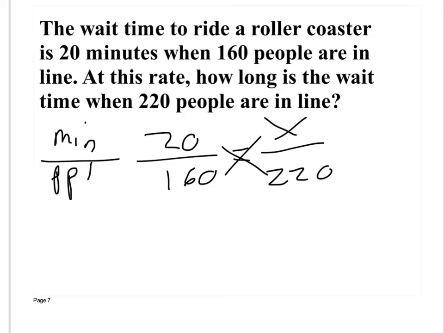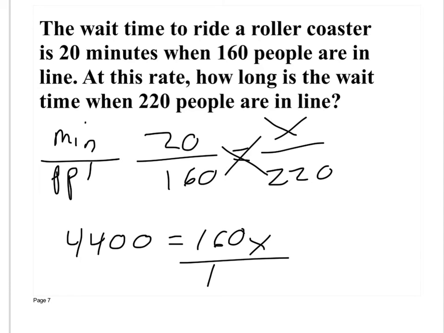20 times 220 is 4,400. And that's equal to 160x. So now I just divide by 160. X is equal to 27.5 minutes.